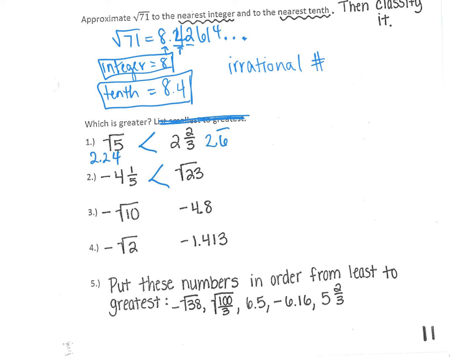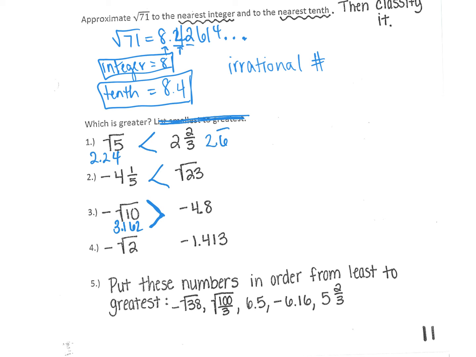Next one we have negative square root of 10. So the square root of 10 is 3.162, and then negative 4.8. Remember, we're looking at negatives. The smaller the negative, the bigger it actually is, because it's closer to 0 and getting closer to those positives. So this is our smaller one, so this is our bigger number.